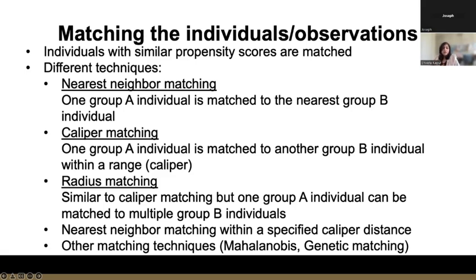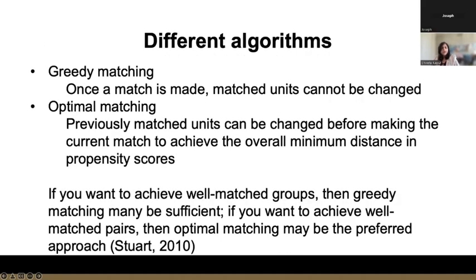Then there are some other matching techniques like Mahalanobis and genetic matching. Again, I'm not familiar with these, and these are rarely used, so we'll skip them for today. Next, we move on to different algorithms that can be used. So we have talked about the techniques that can be used in propensity score matching. Next, we'll move on to the different ways we can use these techniques.